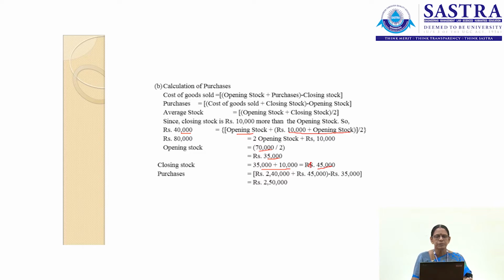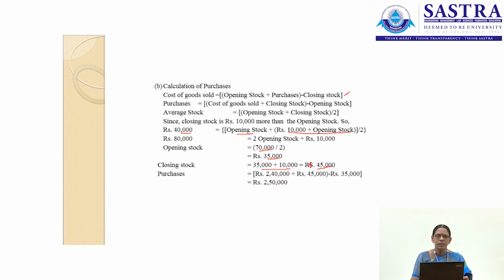Rupees 45,000. Now we are going to find out purchases. What is purchases? This purchases can be calculated with a hint of cost of goods sold. This cost of goods sold can be calculated in two ways. That is your sales minus your GP. That is the way in which we calculated in the first step. We got the second formula as opening stock plus purchases minus your closing stock.